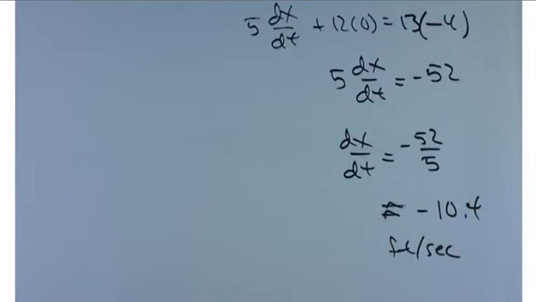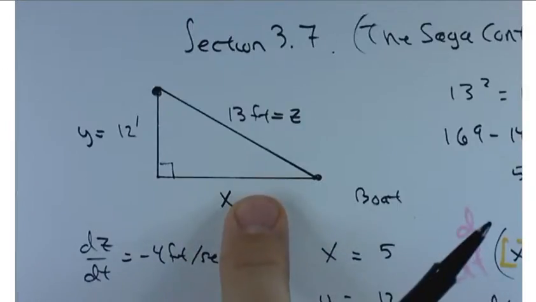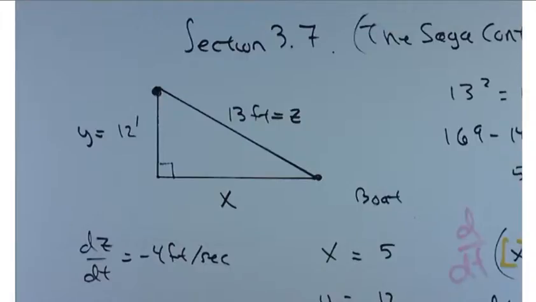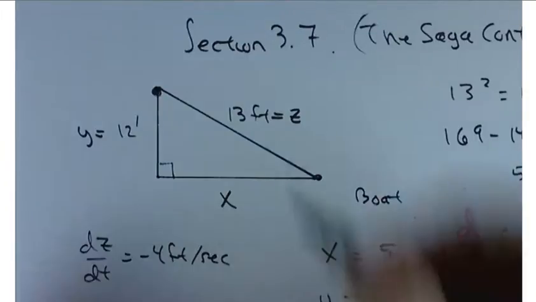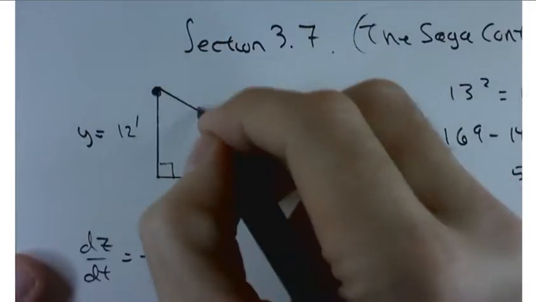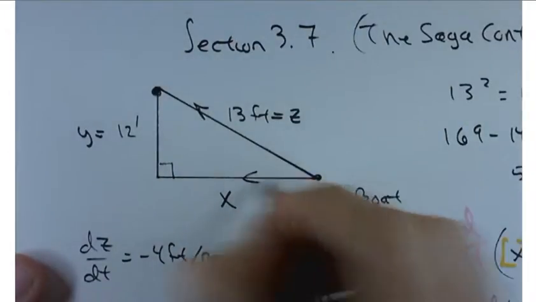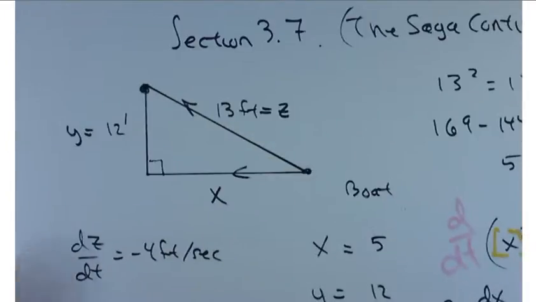What's that mean? The boat's coming closer, all right? And that makes sense. The derivative being negative reflects the fact that that length is shrinking. It's getting smaller, as it should. As you're reeling this in this direction, that distance is going to get smaller. So the fact that it's negative makes a lot of sense. In fact, we're happy to see that there.